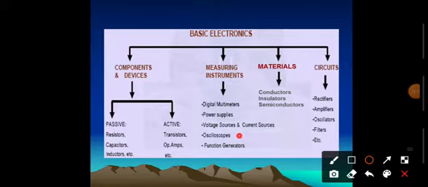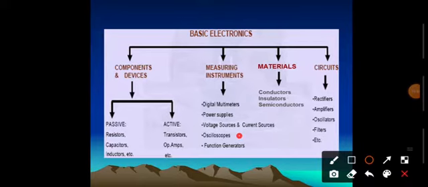Then the function generator. Its name implies that it generates something. What does it generate? It generates sine wave, square wave, triangular wave, such types of waveforms. If some circuit requires an input, like a sine wave input for testing purposes, then that sine wave is generated by the function generator. So the function generator is an instrument which generates different types of waveforms like sine wave, square wave, and triangular wave. Okay, this is the second category.